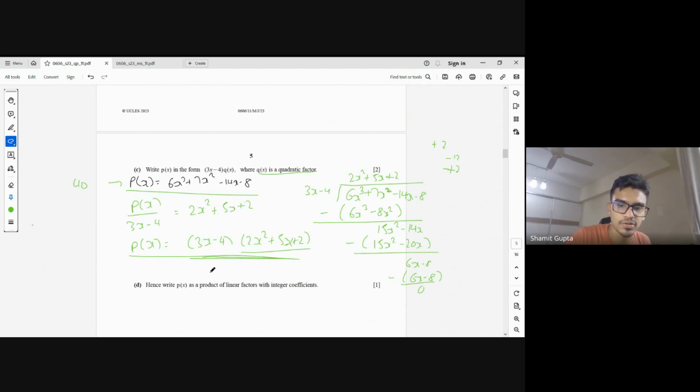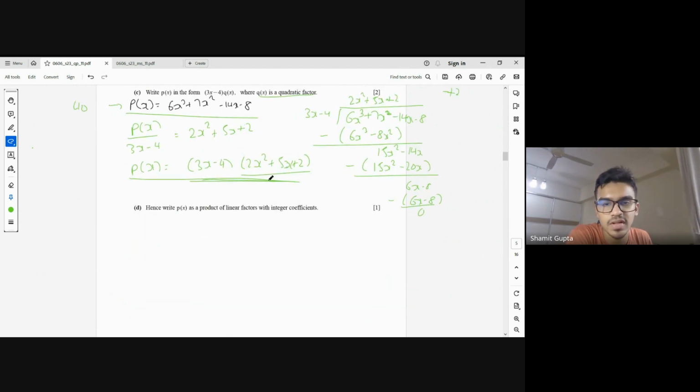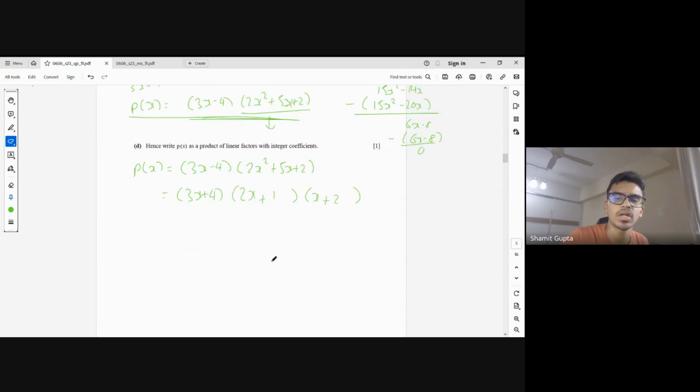Write p(x) as a product of linear factors with integer coefficients. So you can write this as a product of linear factors now. So p(x), I'll just write it again because it looks messy in the one above, is equal to... So you can factorize the quadratic one. Usually in this case you can; if they require the quadratic formula, they won't ask you to factorize. So let's see, I think there'll be a plus 2 here and a plus 1 here. Let's see, 2x squared plus 4x. Yeah. Okay, that's the answer. Done.